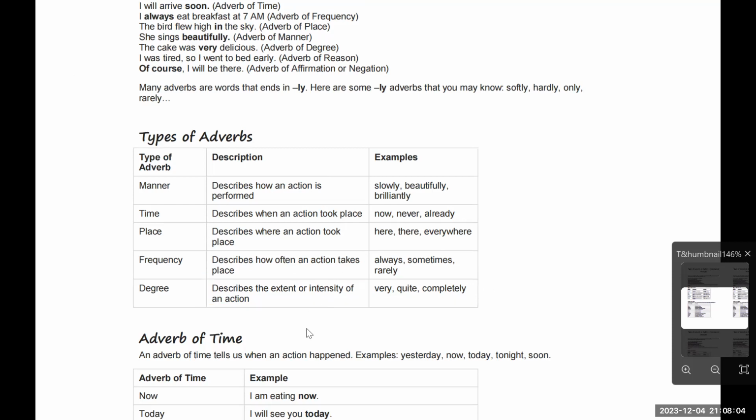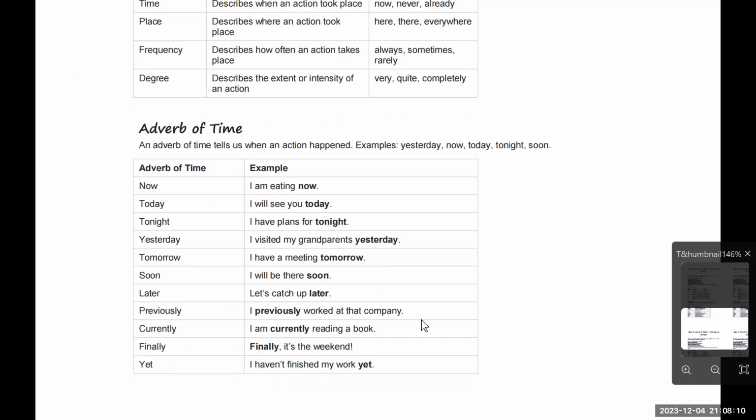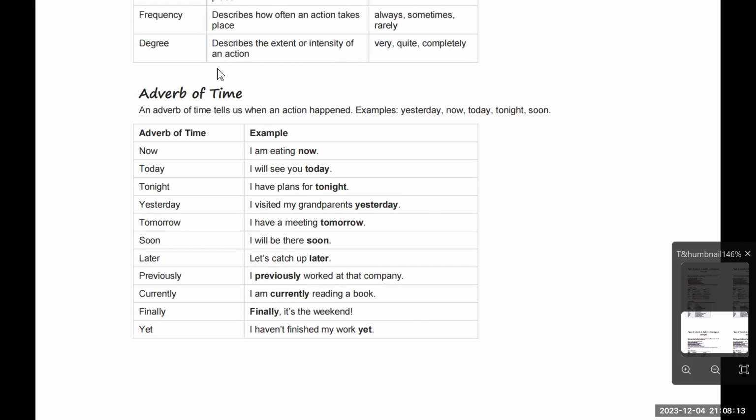Let me erase. Okay, here. So there are example sentences, and I want you to make examples later. So here, an adverb of time tells us when an action happened, right? So common examples: yesterday, now, today, tonight, and soon. Okay, let's read some examples, and I want you to make your own sentence after, okay? So let's read.